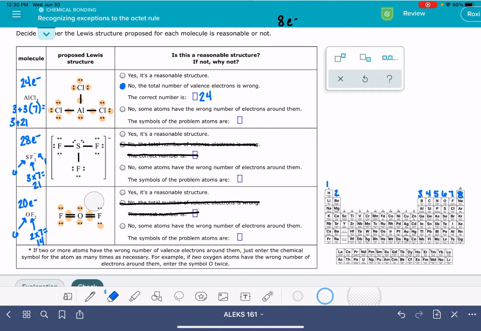I'm going to erase this highlighting that I've done here. We'll start with the fluorine. This fluorine atom has 2, 4, 6, 8, so that fluorine atom is good. Let's take a look at our next fluorine atom. It has 2, 4, 6, 8, and our last fluorine atom, 2, 4, 6, 8. So all of the fluorines have 8. We know for sure that that's good. Now let's take a look at the sulfur. Sulfur has 2, 4, 6, 8, 10. So that may or may not be okay.